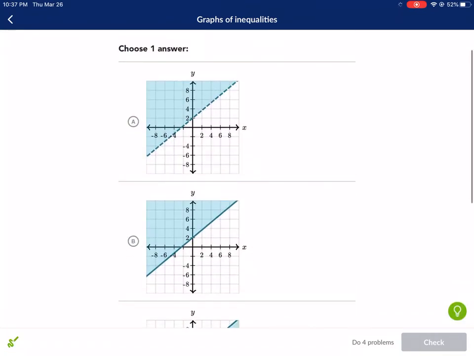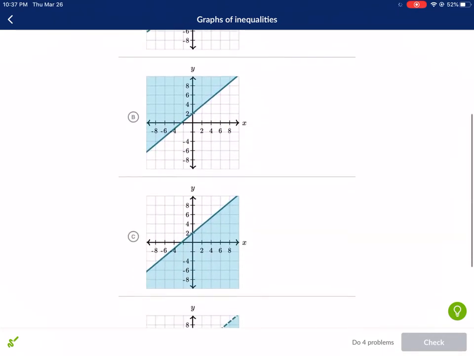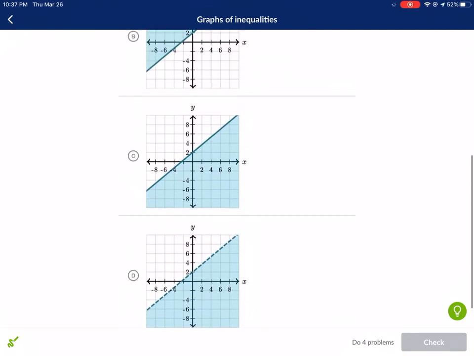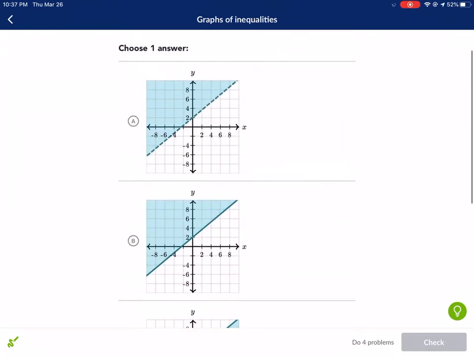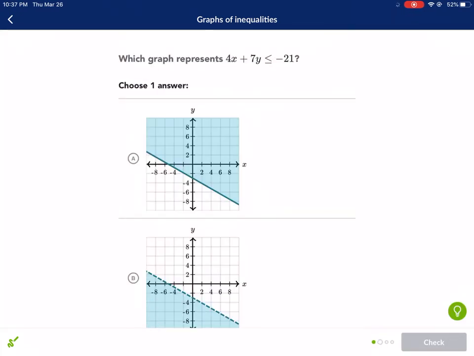Okay, the first one, y-intercept is 2. Let's see if it goes up 5 over 6. It looks like it does. And it's shaded above with a dashed line. It looks like A is our guy. But just to be thorough, let's look at the other options. The other ones are shaded below, and then we have a solid line. So clearly A is the correct choice. Let's go ahead and do the next one, just so you get the hang of it.